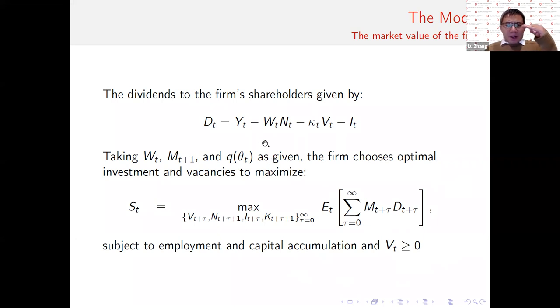So it's important to notice that when the representative firm makes optimal decisions, the firm is going to take the vacancy filling rate as given. In other words, the firm is not going to take the derivative of V inside the theta because that's given, right? So that's the externality that the firm is ignoring. The firm has not internalized the congestion effect of its posting vacancies on other companies in the economy.